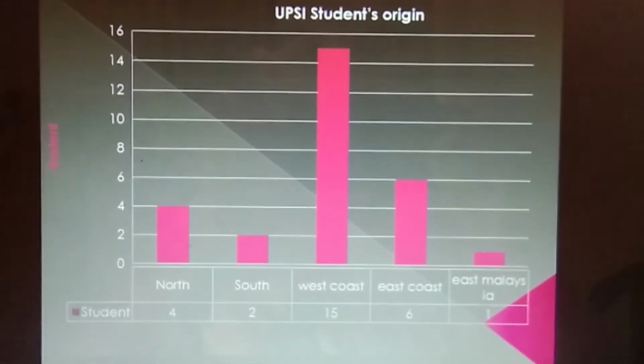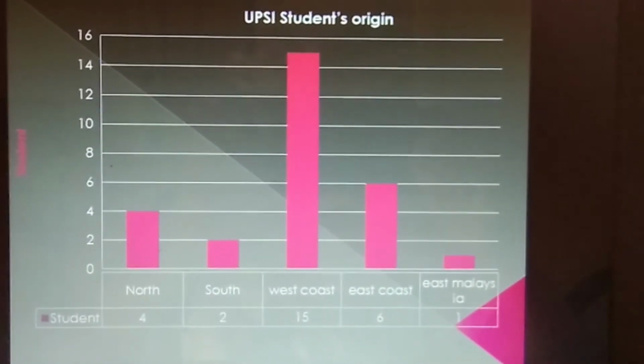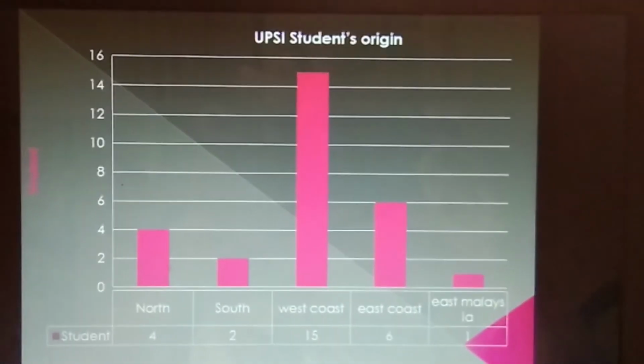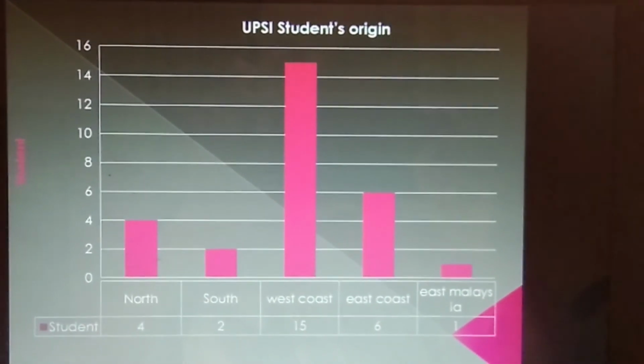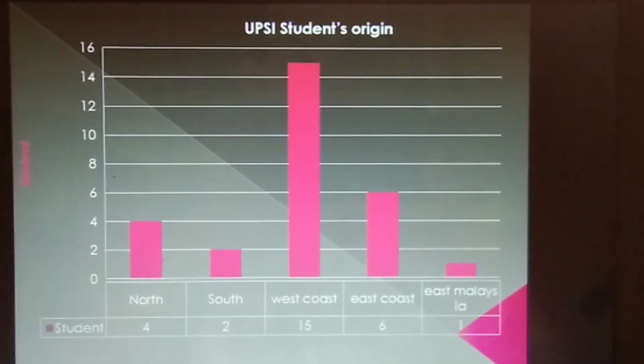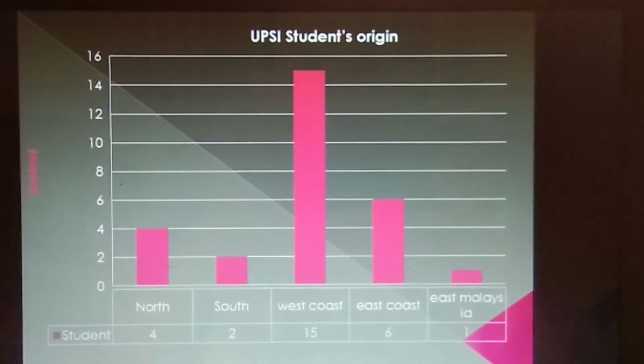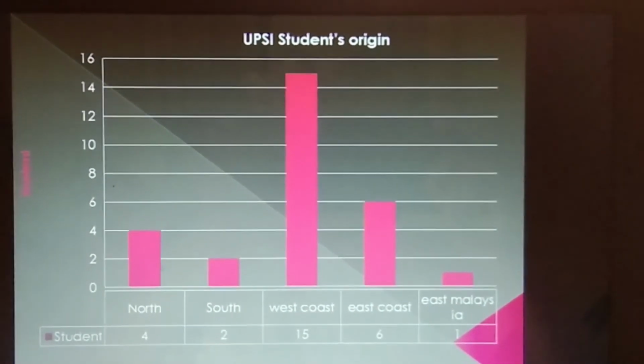From the North part, there are 4 students. From the South part, there are 2 students. From the West Coast part, there are 15 students. From the East Coast part, there are 6 students. And from the East Malaysia part, there is 1 student. We also constructed another 5 graphs for further explanation.